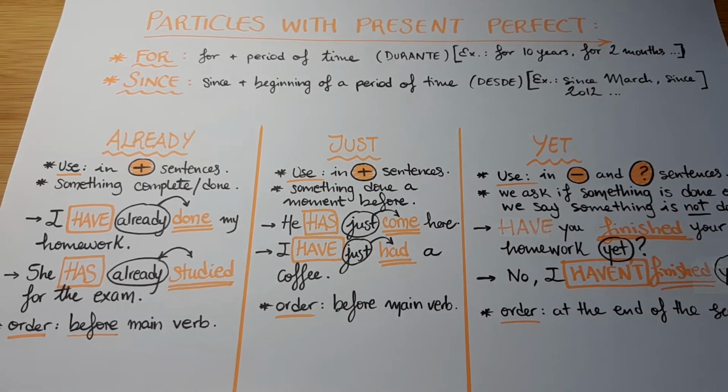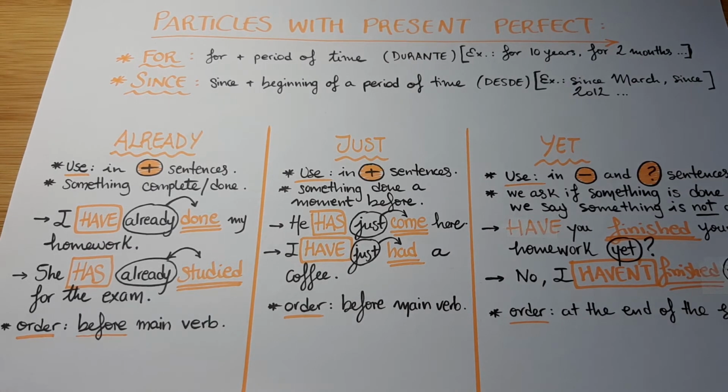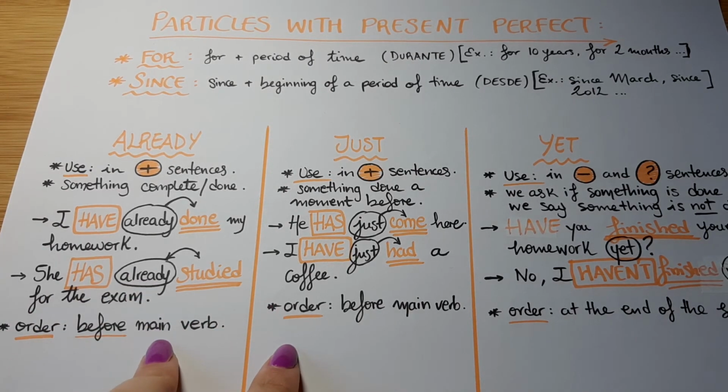Then we have 3 more particles which are used frequently with this kind of tense, with the present perfect, which are already, just, and yet. Let's see the differences and the use in the sentences. The use of already and just is similar. They express situations or actions that are complete or done.